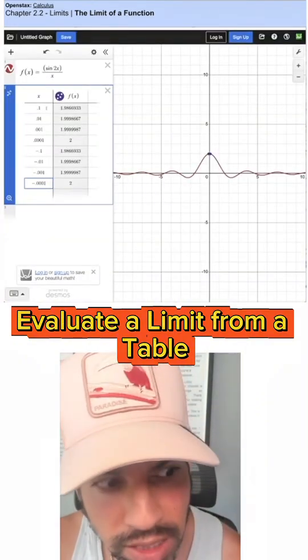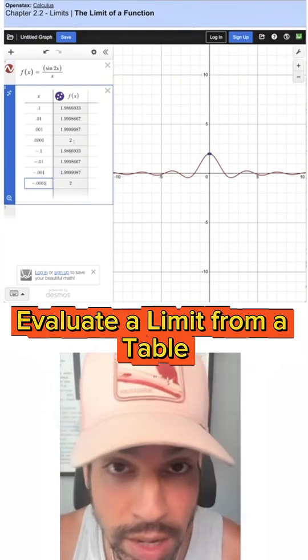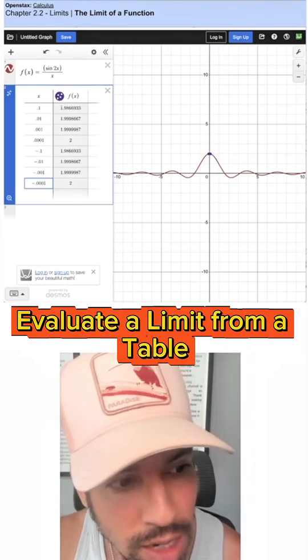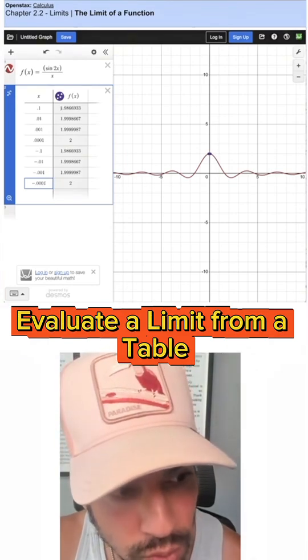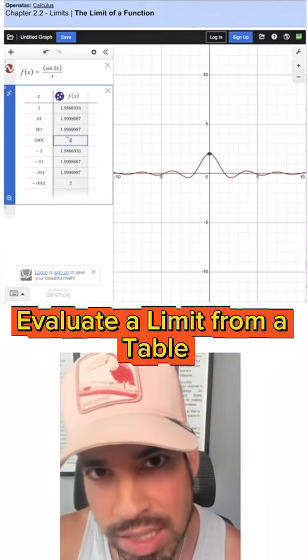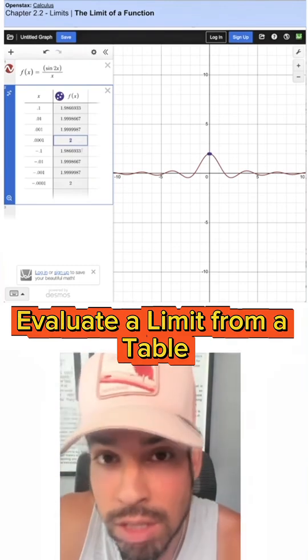So here's our table. What I'm doing is I'm plugging in these values, getting closer and closer to 0. So we're going 0.1, 0.01, 0.001, etc. Now you can see the progression. Again, this is from the right-hand side. We're getting closer and closer to 2. This actually says 2, but that's because they rounded. It's still going to be like 1.9999999, not exactly 2, but it's clearly going towards 2.